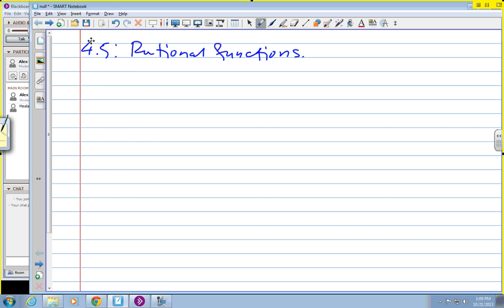So let's just start with an example. Consider a function: (2x + 3) over (3x² + 7x - 6). Okay? So first, let's just go through the motions.